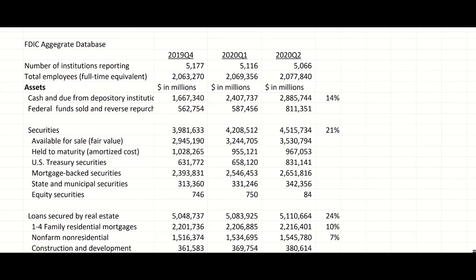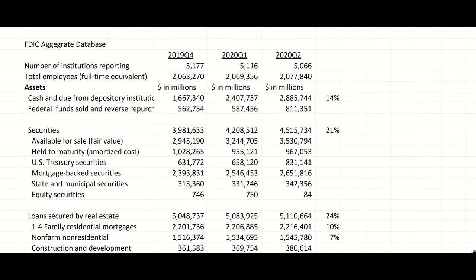So first off, let's look at the number of institutions reporting. Right now, in the middle of 2020, I'll tend to look at the last column. It's about 5,000 institutions. That number has been coming down since the early 80s. The number went from about 14,000 institutions down to 5,000. Most of them have been consolidated. There's been a huge consolidation process going on in financial institutions.